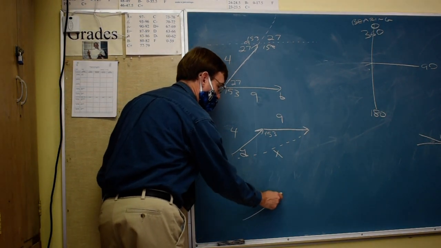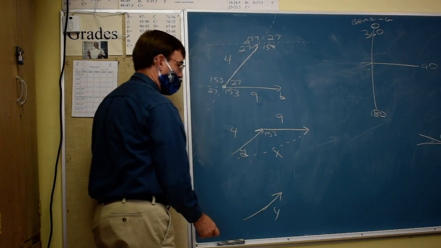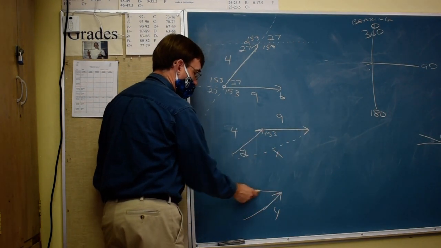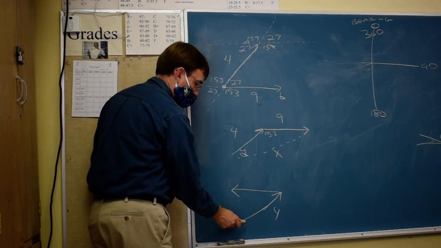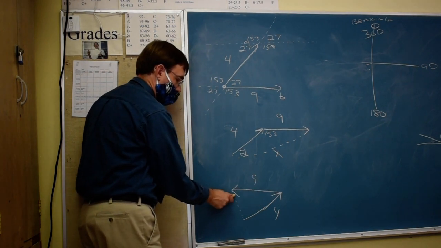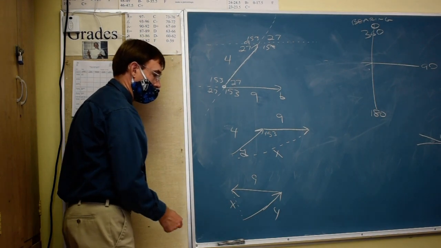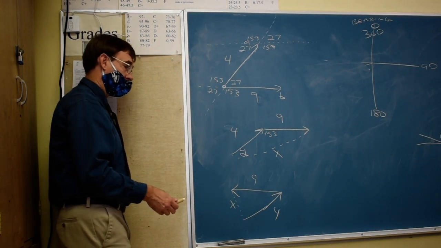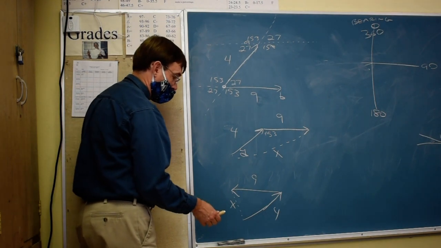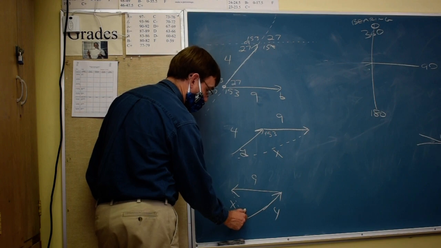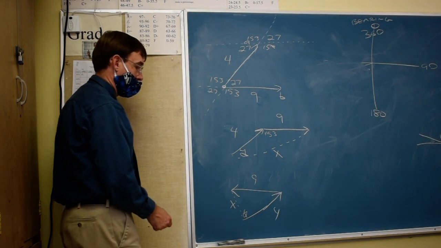An A minus B picture would also have the 4, but instead of the 9 going right, the 9 goes left. Dot, dot, dot, dot, dot, dot, dot. I need to know how long this is. And again, I want the angle with the A. So I want the angle that touches the A. So that would be that one, because the A was the 4.